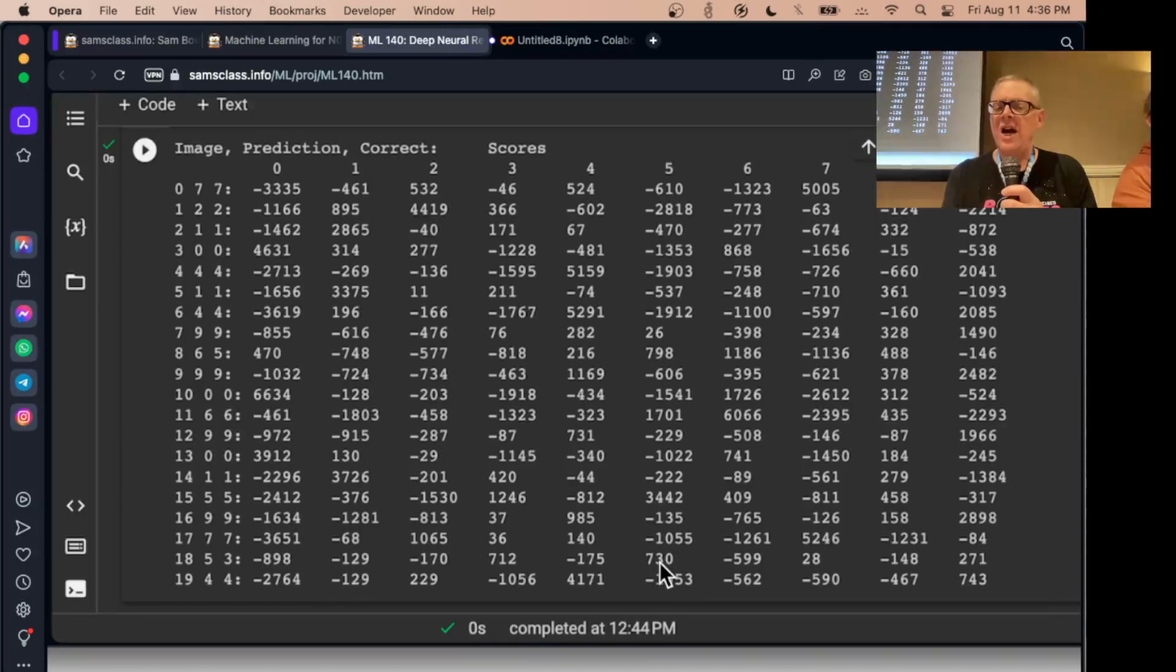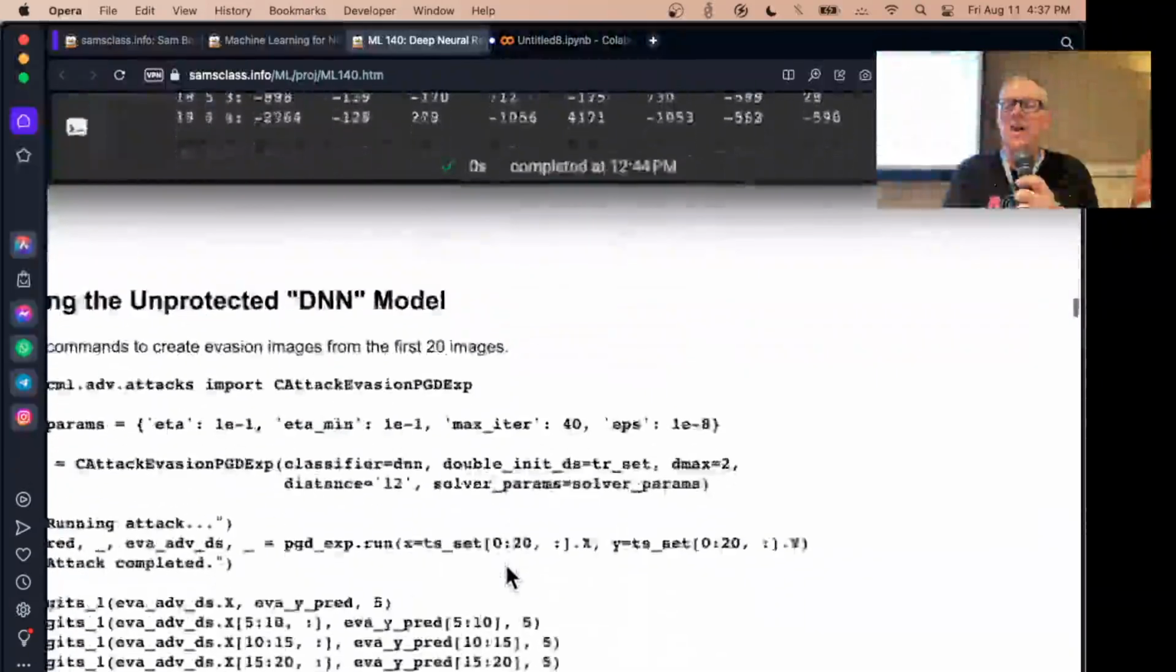Here's the 5 having the higher number than 3. And you see they're very close, 730 and 712. So that's like before. It's not perfect, but it's pretty good. And some of the images, even the original images, are confusing enough that the model has trouble identifying them. So that accuracy is not 100%.